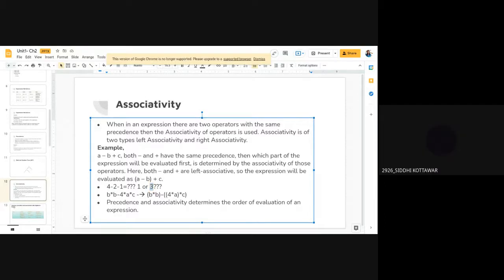Ma'am, can you explain that example, 2 raised to 3 raised to 2? Yeah.